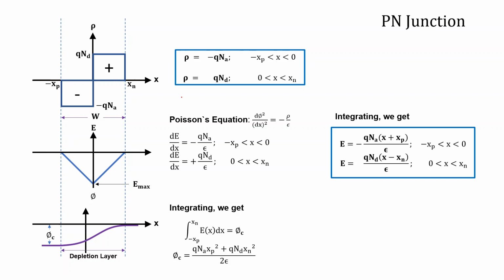Now there are some formulae which we need to derive for the PN junction, because these will be used very often with power electronics devices. So first we have to find out what is the charge density inside the depletion region.